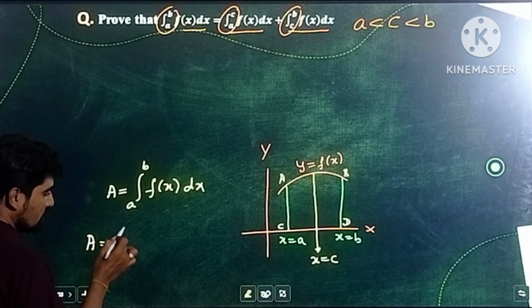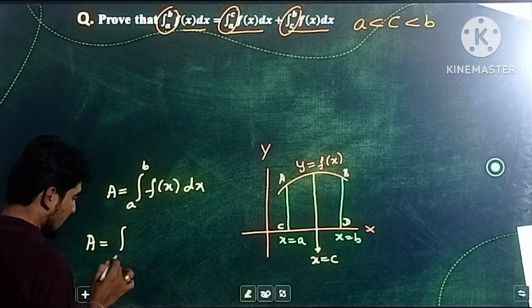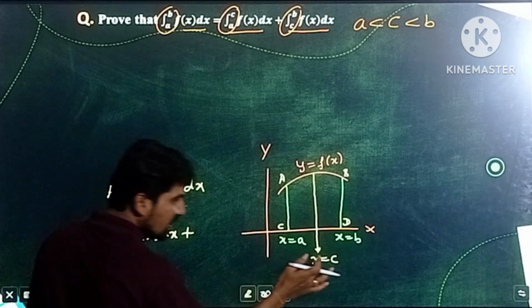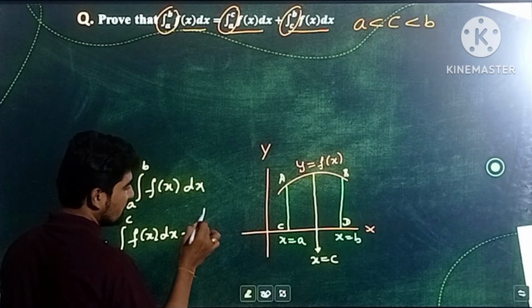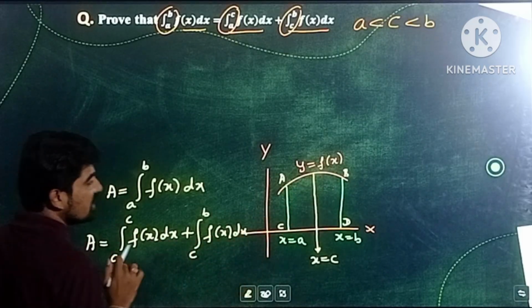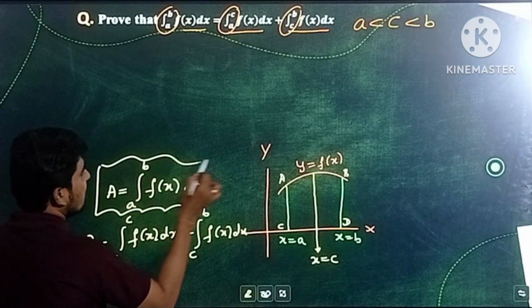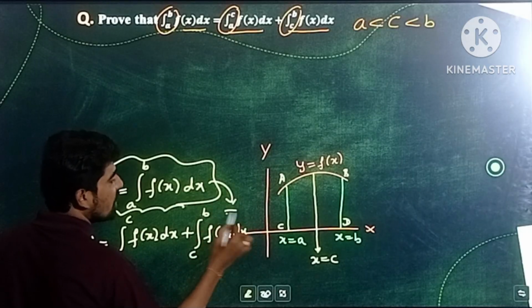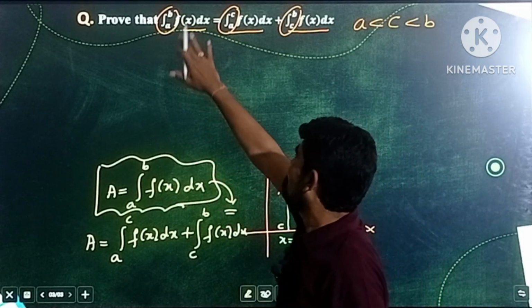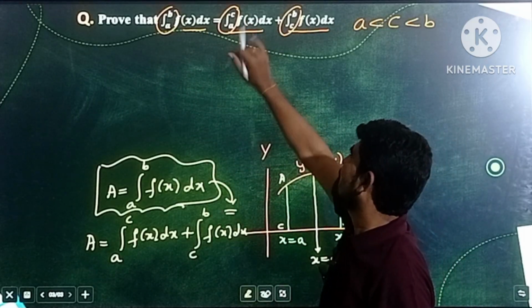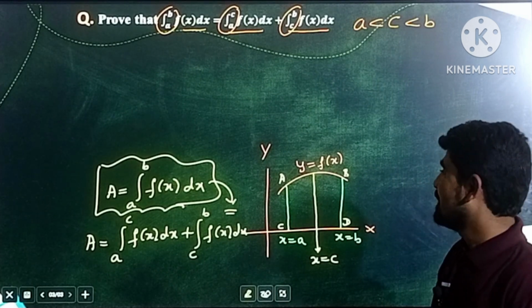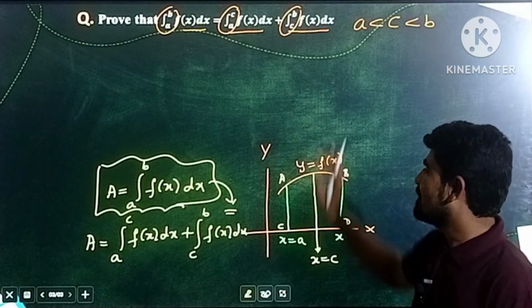The area of ABCD is equal to the integration from a to c of f(x) dx plus the integration from c to b of f(x) dx. So this also gives the entire area ABCD, and the first one also gives the area of ABCD. It means both of these two quantities are equal. This is what the property is saying: the integration from a to b of f(x) dx is equal to the integration from a to c of f(x) dx plus the integration from c to b of f(x) dx. I hope all of you understood the application of this property.